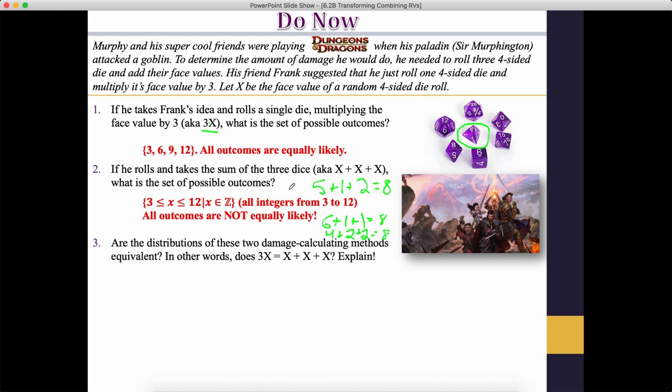So then the final question, which I think is now obvious: are the distributions of these two damage calculating methods equivalent? In other words, is Frank's 3x equal to the game's x plus x plus x? And if you look at this strictly through an algebra lens, then it looks like, well, yeah, that's what this means. X plus x plus x is 3x.